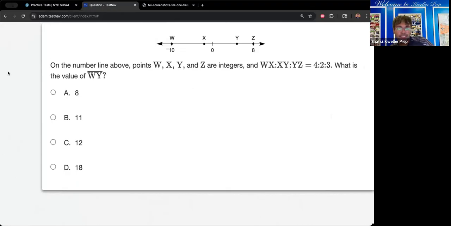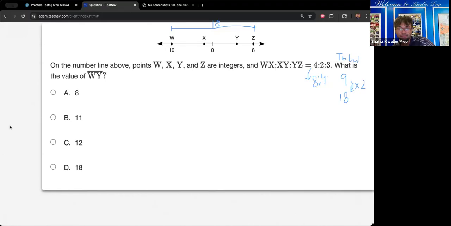Okay, the whole length of this is 18. Can we agree? Because negative 10 to 8 is 18. Wx, xy, yz, what is the total? 4 plus 2 plus 3 is 9. The total is 9. So here I see the total length is 18. So all we have to do to find each length is multiply by 2. So for wx, xy, yz, we just have to multiply by 2. 4 times 2 is 8, so that's the length of wx.